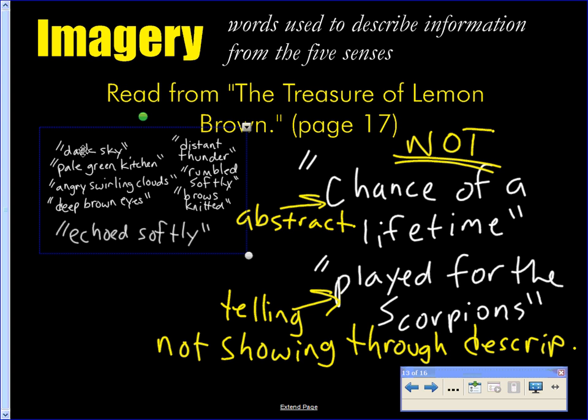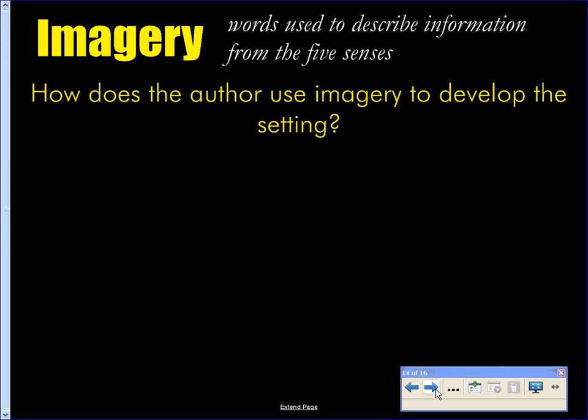Which one of those 3 functions of setting is this imagery on the board developing? The mood, the nature of characters, or the rules of the story? Excellent. Why would you say mood, Andrew? You've got the idea, Andrew. You're absolutely correct, but it's gonna take some effort for us to properly express this. And of course, remember, that's where we're trying to get, is you being able to write about it and express it. So let's see if we can get there.